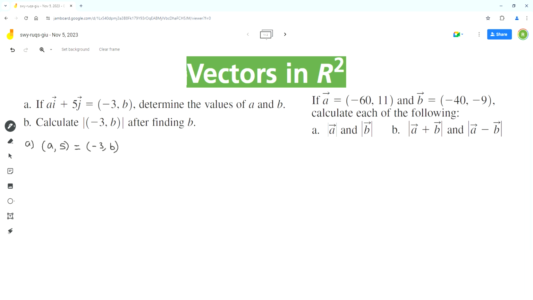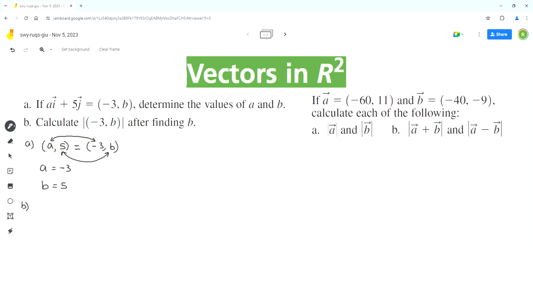Now two vectors are equal to each other if their x components and y components are equal to each other. So that means a should be equal to negative 3 and b should be equal to 5. So this should be the final answer for part A. Now we can analyze part B.